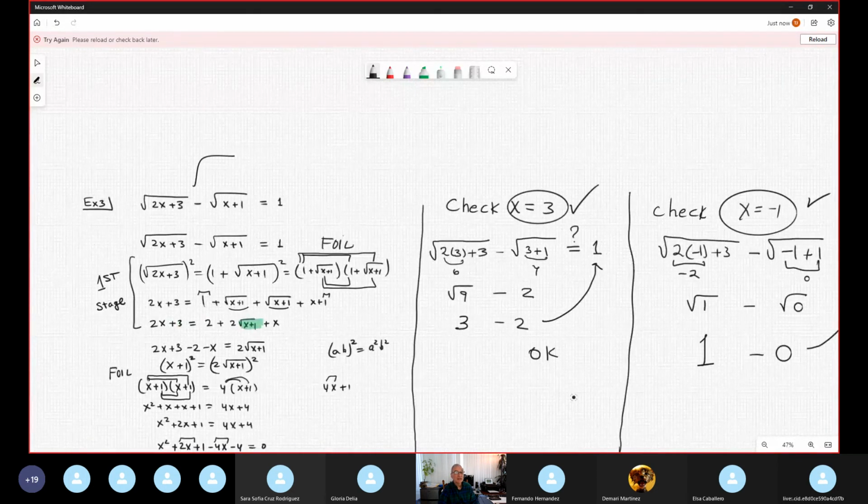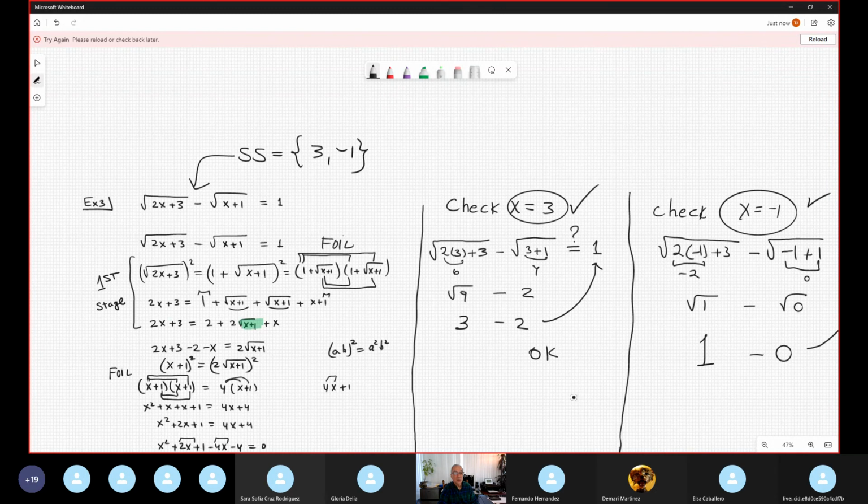Solution set: 3, negative 1 or negative 1, 3. It doesn't matter the order, right? You write it like that. Super. We are doing well today.